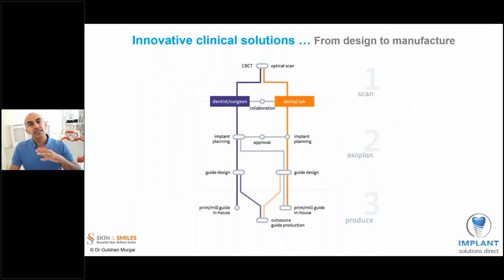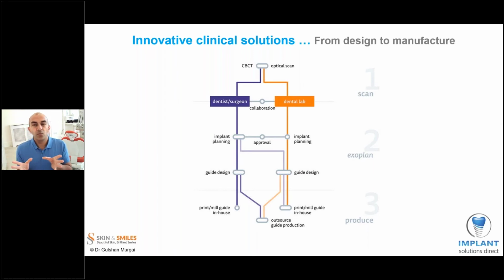Now let's look at the stages that are involved. So the first thing right at the top of the diagram that you can see there is taking a CBCT. Also collaborate that with, or combine that with, potentially an optical scan. That then comes to the dentist, the surgeon, and also to the laboratory. Now, there should be some collaboration there.